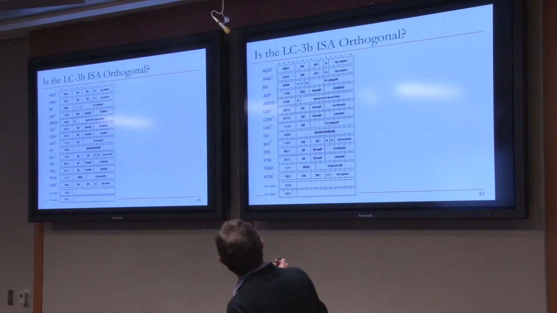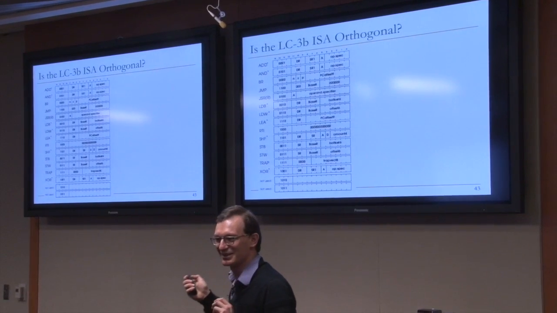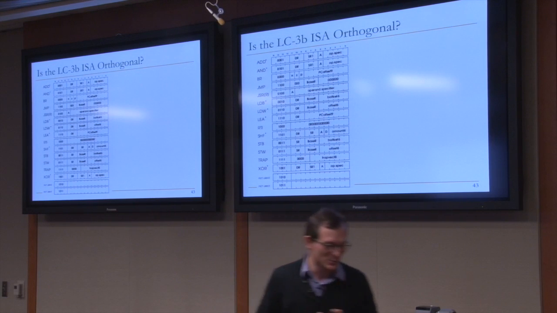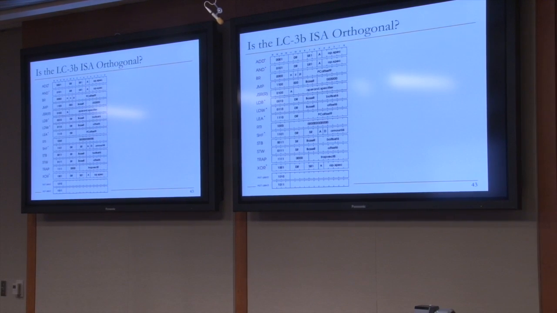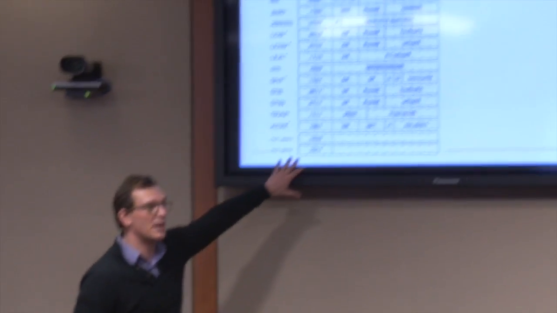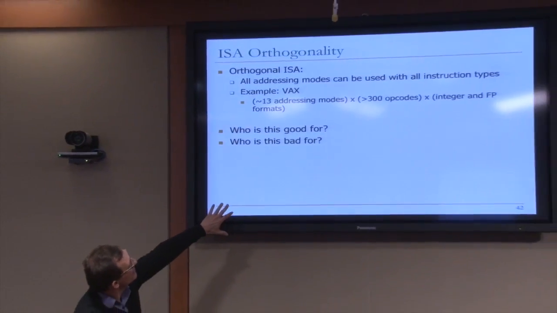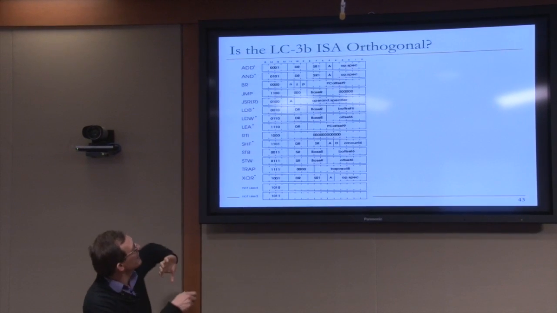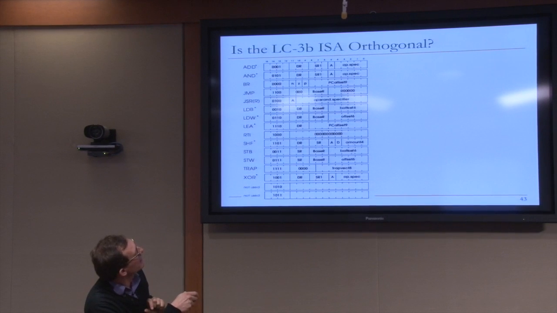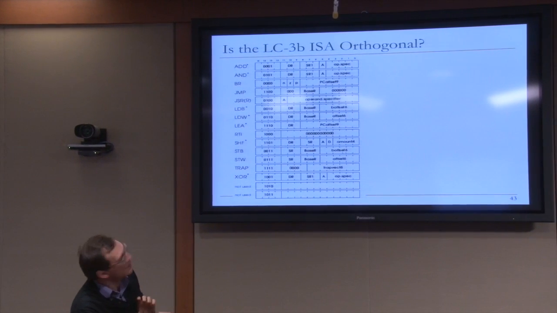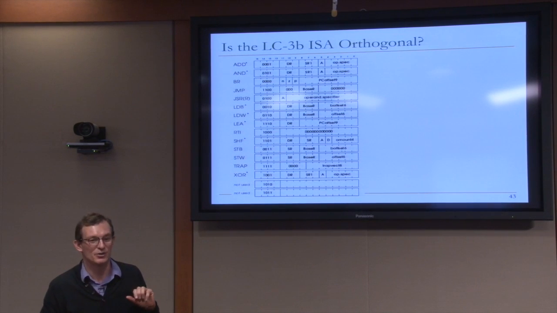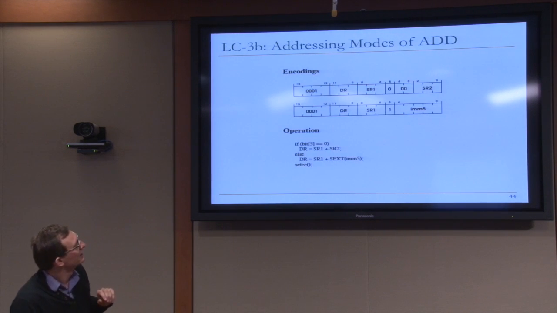So one example: is the LC3B ISA orthogonal? Well, you don't know the LC3B ISA, but I'll give you the answer soon. Orthogonal means that all addressing modes are supported by all opcodes. Any instruction type can support any addressing mode. Well, it's not in this case. If you just look at this, not all instructions have the immediate addressing mode, for example. Or not all instructions have the PC plus offset addressing mode. As a result, it's not orthogonal.